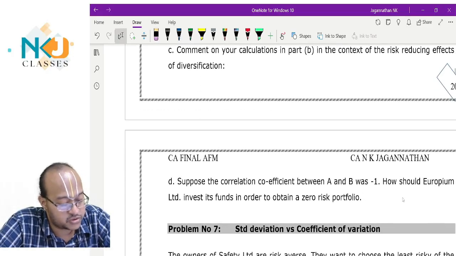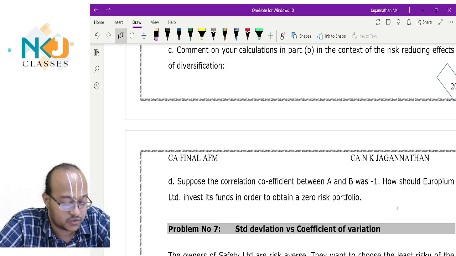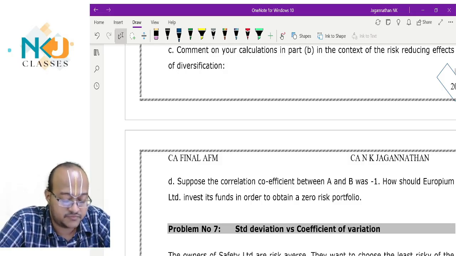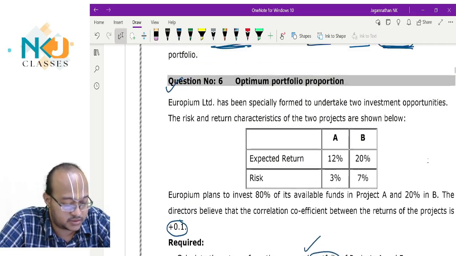Next, suppose the correlation coefficient between A and B was -1. How should European Limited invest its funds in order to obtain a zero risk portfolio? This is clear. Same thing. Take a minute to go through the question, then we will start discussing.